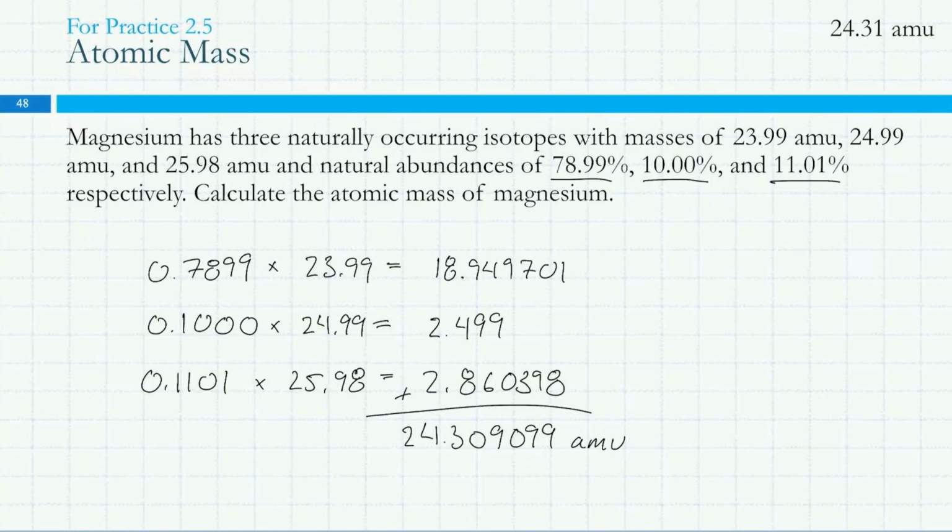How many sig figs? 4 sig figs, because when we do these multiplications, that's the smallest number of sig figs each time, so this should be 4, 4, 4. It actually ends up being the decimal places in this first one that limit our sig figs at the end. So 24.31 AMU.